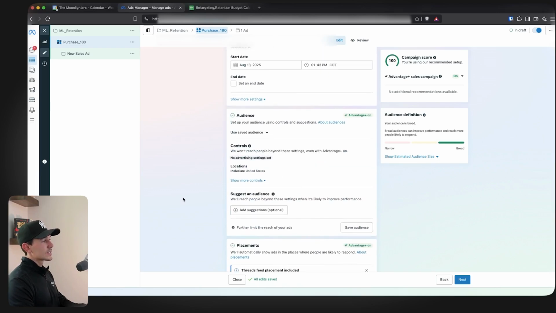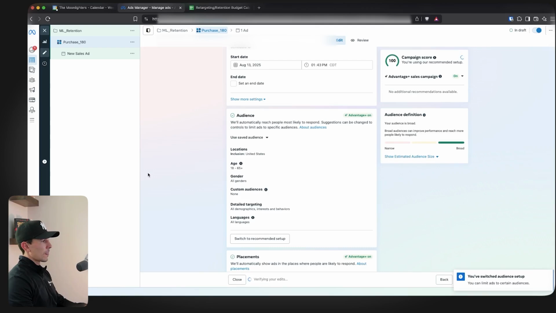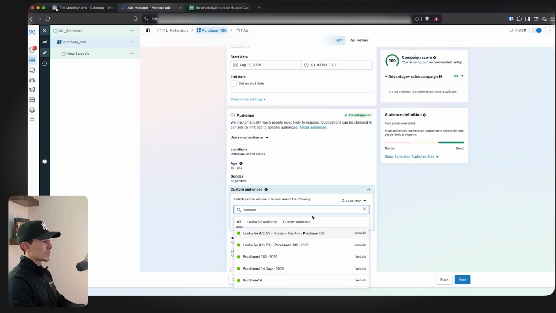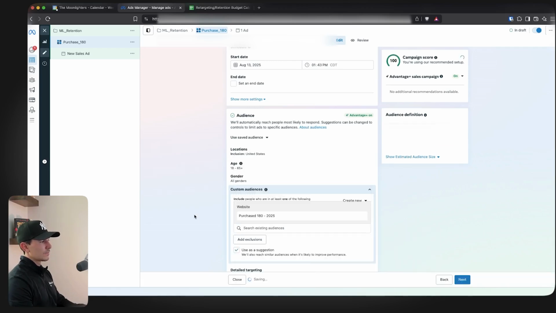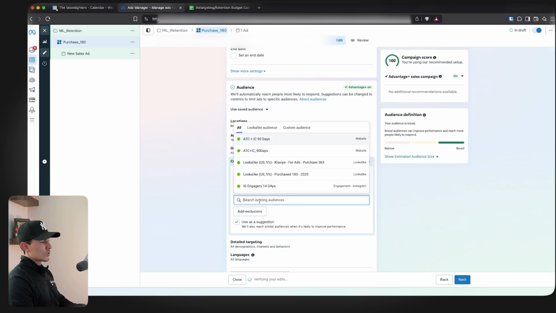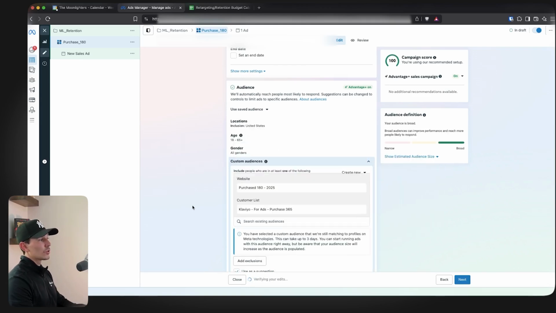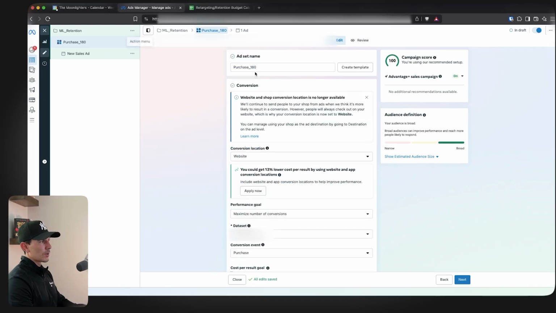Okay, in our audience section, very important, very similar to our retargeting setup here. We're going to click further limit the reach of our ads, switch the setup. In our custom audience section, we are going to then push in our purchase 180 days. So we purchase 180. And then you also want to pull in your Klaviyo purchase 180. So for this case, I have my purchase 365. So you can, in this case, either put in your purchase 180 with your Klaviyo purchase 180, or you could put in a full purchase 365. If you did this right here, this would become purchase all time.